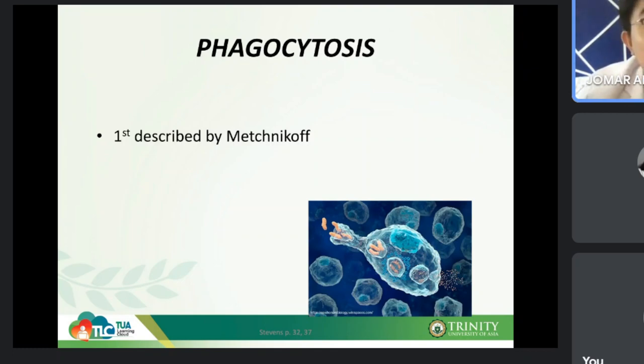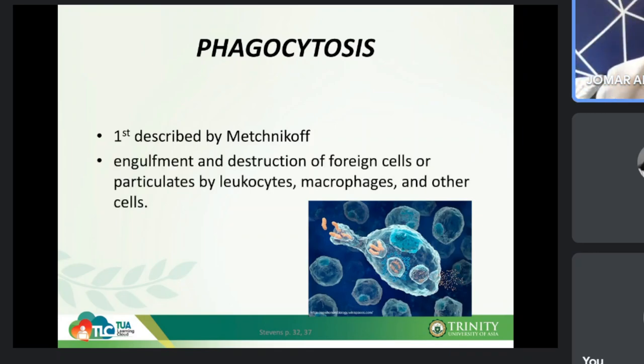He was able to observe cells eating other cells, bacterial cells in particular. So, phagocytosis, remember, is a process of engulfment and destruction of foreign cells or particulate matter by your leukocytes, macrophages, and other cells. Remember that our cells are capable of, di ba, what we call endocytosis and exocytosis.